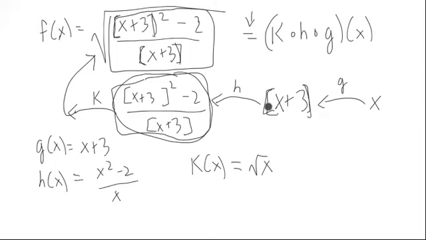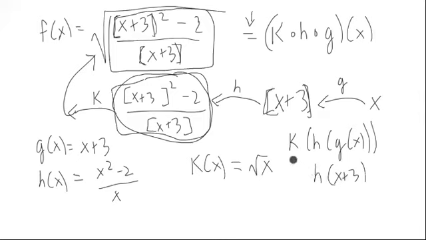You can even check it. Let's just work through it. Okay, let's rewrite this and see what it looks like. So this is really k of h of g of x. Okay, so first let's take the output of g of x, which is x plus 3, and let's plug it into h. Now, what is it when we plug it into h? Well, x plus 3 goes into wherever x is. We make slots for it. So we have x plus 3 squared minus 2 all over x plus 3.